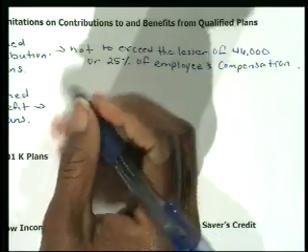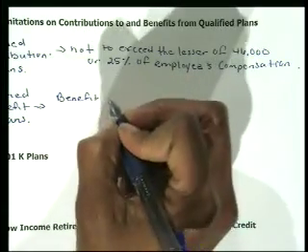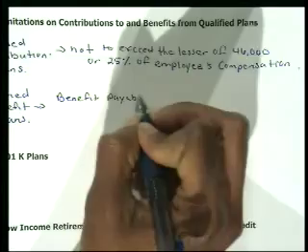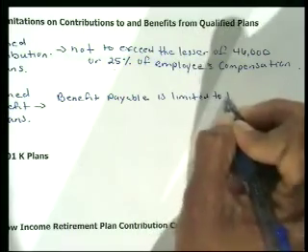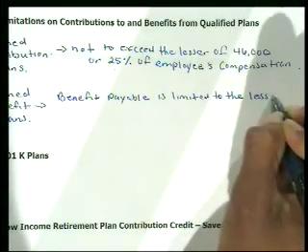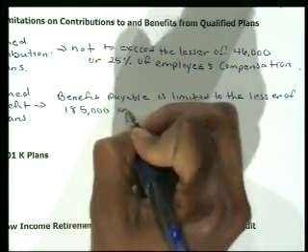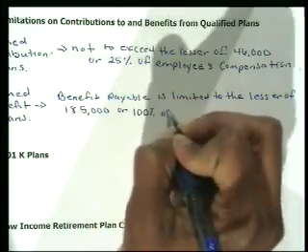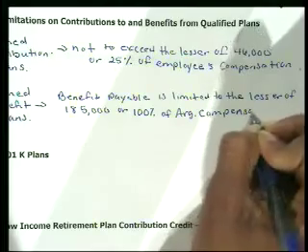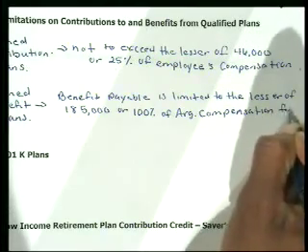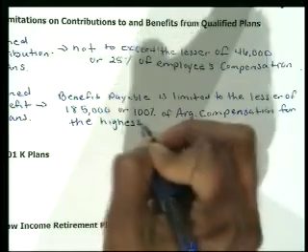So when we go to our notes, benefit, okay, the benefit payable amount, meaning the amount that they will benefit, is going to be limited to the lesser of $185,000 or 100% of the average compensation for the highest three years of employment.